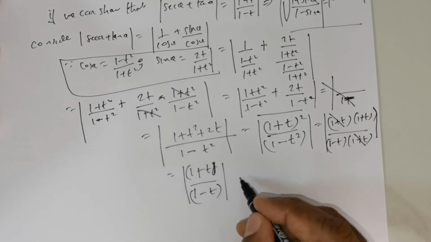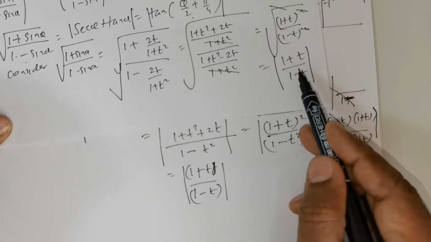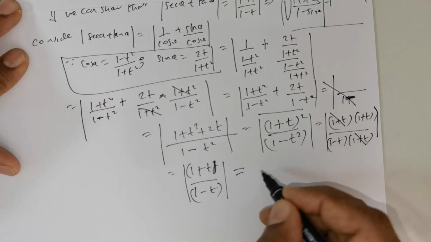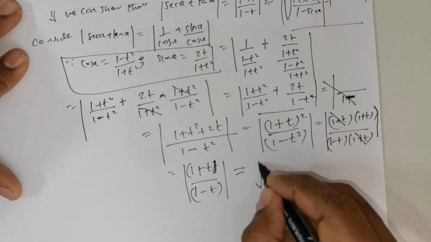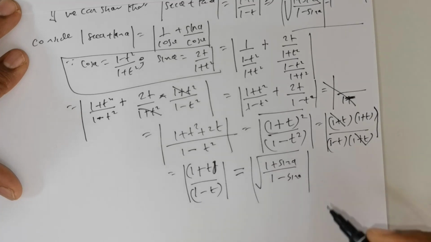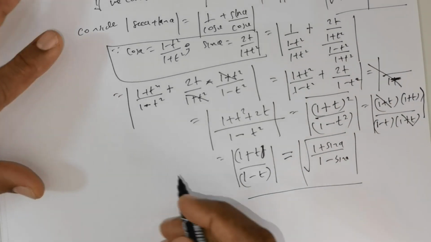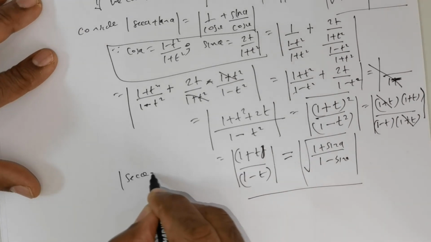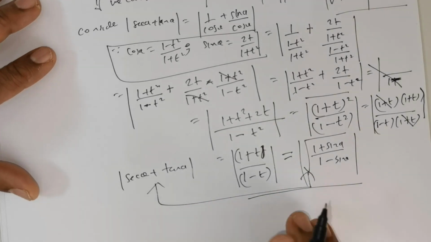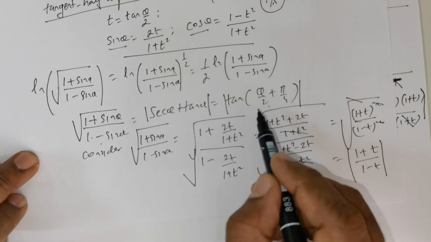Now what is this? This is exactly what we've got. You see that? This is (1 plus t) divided by (1 minus t), which is equal to the square root of (1 plus sine theta) divided by (1 minus sine theta). This is exactly what we wanted to show. So the left hand side is the modulus of secant theta plus tan theta. Both of them are one and the same. Now the question is whether it is equal to this, so I need to go for this now.